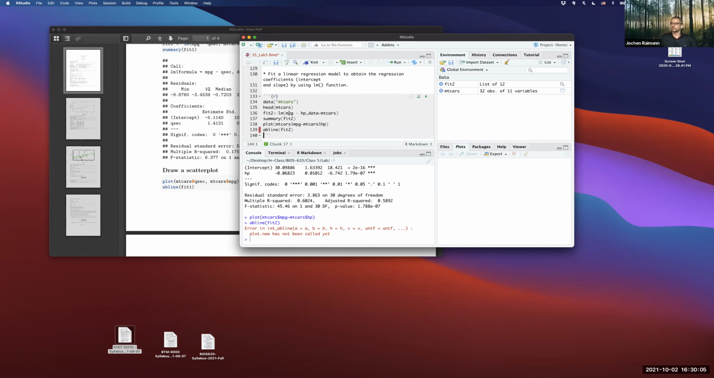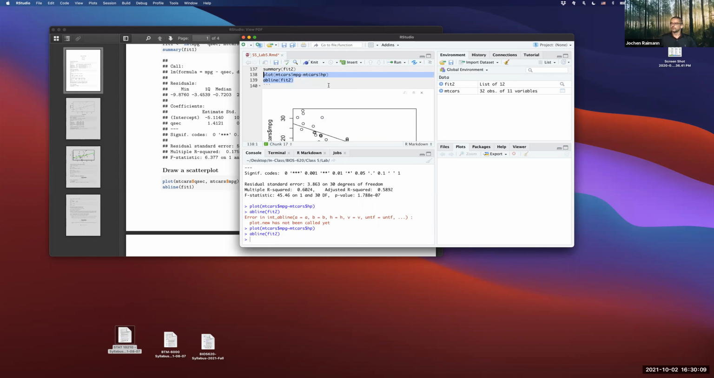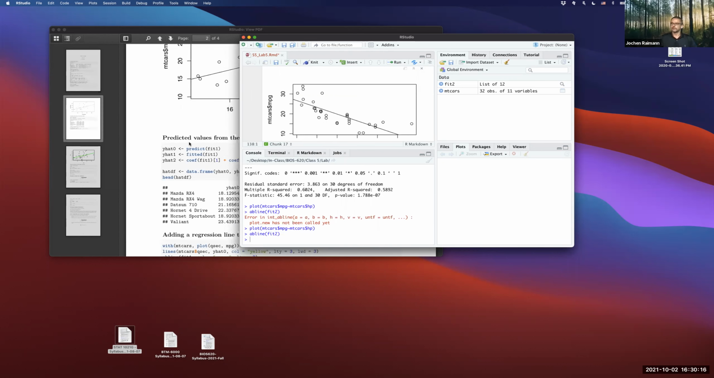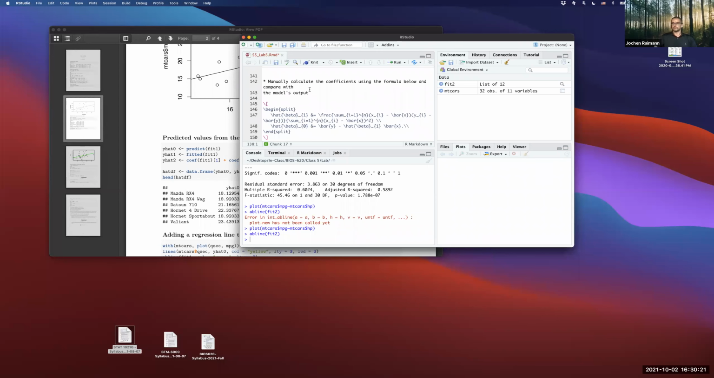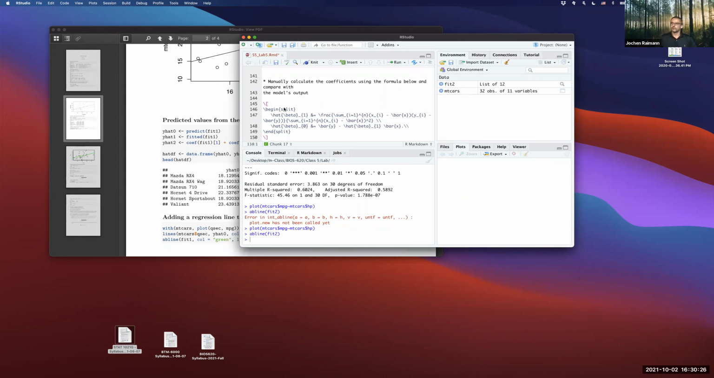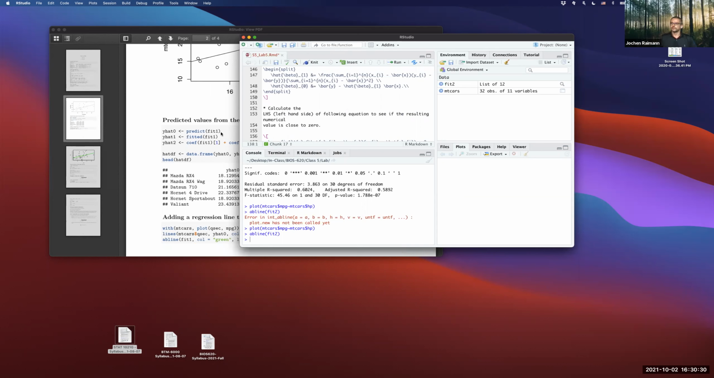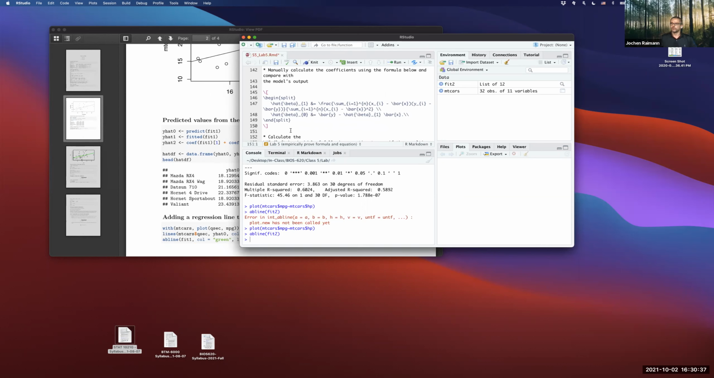Okay, one thing is important: you always run it in once if you do it in the RMD file. So now you see here the fit line. Now we want to manually calculate these fits. We can essentially do that with the formula.